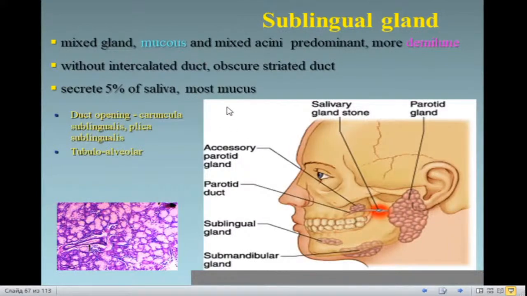Sublingual is the opposite. It secretes only 5% of saliva, but mostly mucus. It's a mixed gland. The opening is at the same place as the submandibular, and there is the microscopic image of the sublingual gland.